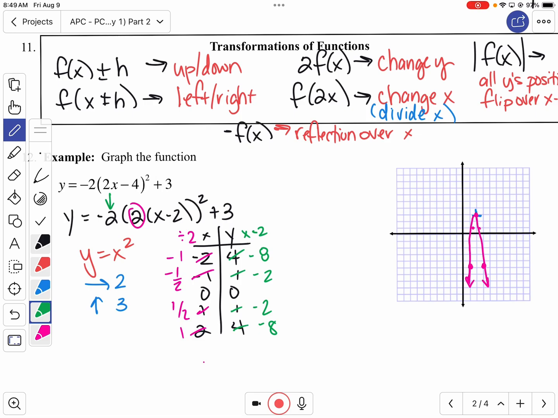It looks like x minus 2. I don't like that. Let's do that. Okay. All right. So, question about transformations. Just spend a minute.